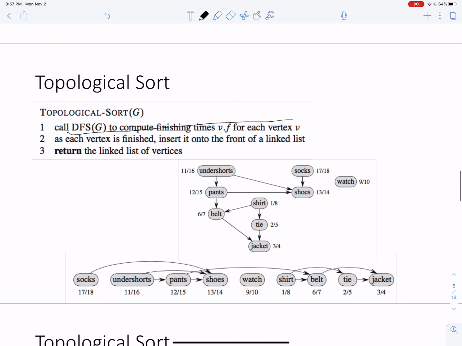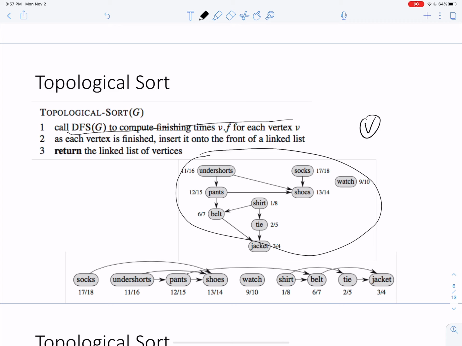So here is one example, okay? And this is the example here. For every node, we put a discovery time and finish time around them. We need to pay more attention to the finish time. Basically, if a node finishes first, then we insert it into the beginning of a linked list. And then next time when another node is finished, we just insert that node into the beginning of the linked list. So here is the result.